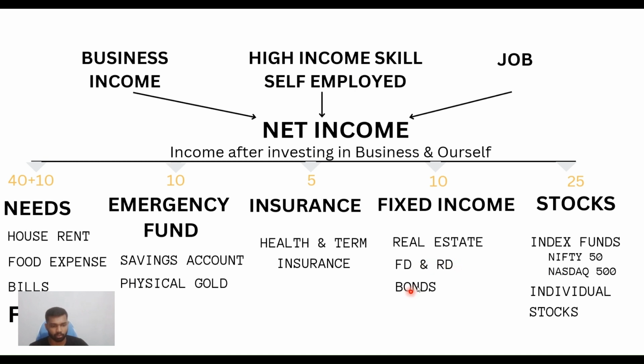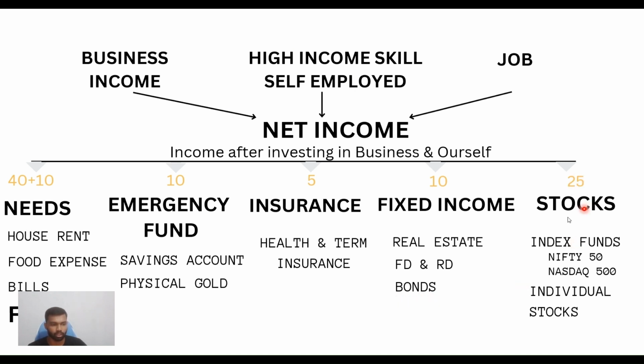FD and RD are also like that. You invest a sum of money in the bank, and they give some percentage, according to the bank, for your fixed deposit money. Bonds are also likewise. A bond is a security issued by governments and corporates to raise money for their businesses. If we invest in their bonds, they will give interest on our invested amount on a monthly, quarterly, or yearly basis.